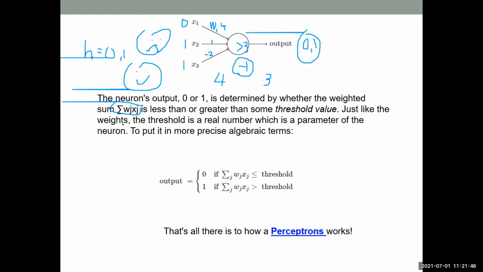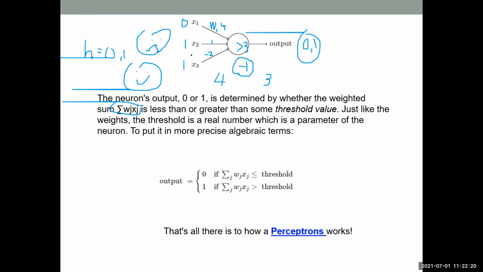Just like the weights, the threshold is a number, like greater than 3, right? The weights are numbers, and this is a number, which is a parameter of the neuron. So in other words, when we say parameter here, we mean we decide what the threshold will be. I say, okay, if it's greater than 3, then we'll output. No, I change my mind. If it's greater than 5, we'll output. So that's a decision we make before we start using our data.